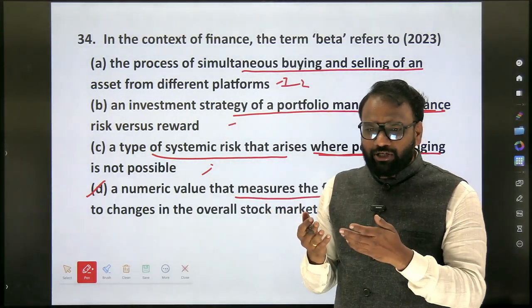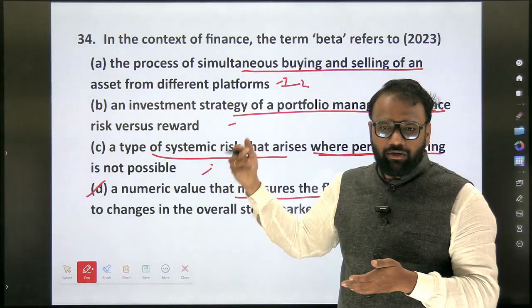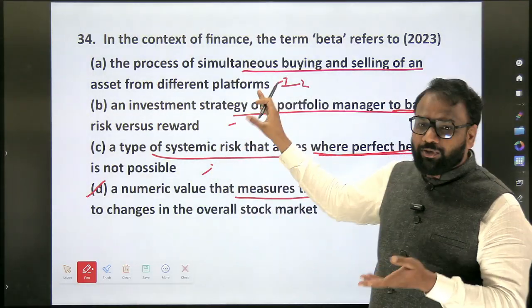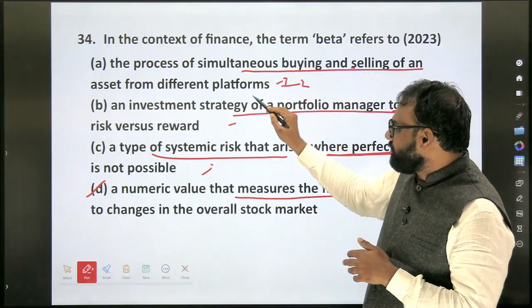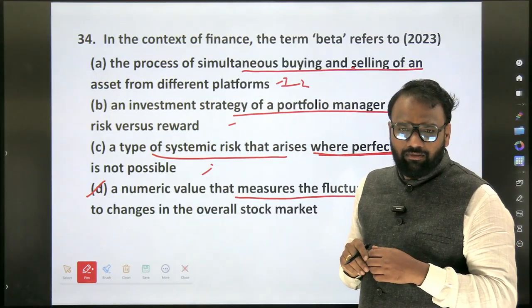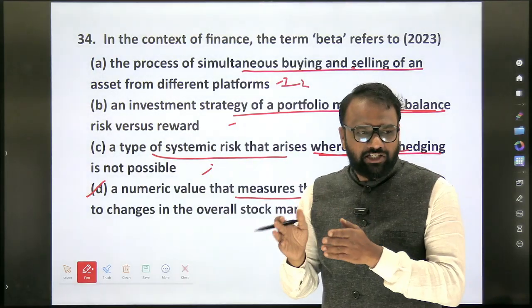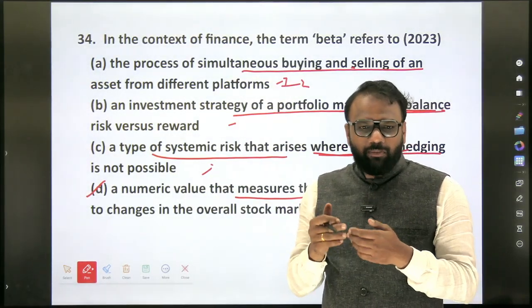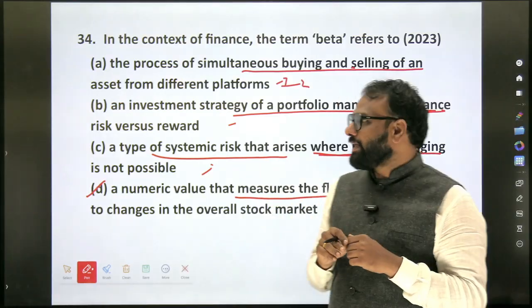At the time of examination, you are not going to go through the content. You just revise this question paper repeatedly, and also you need to know what this process is: the process of simultaneous buying and selling of an asset from different platforms. For example, one is Bombay Stock Exchange, another is National Stock Exchange. On Bombay Stock Exchange you will buy it, on National Stock Exchange you will sell it. Just an example to retain the content.